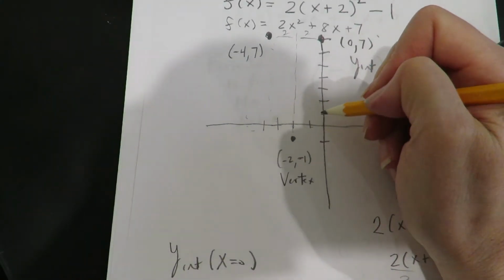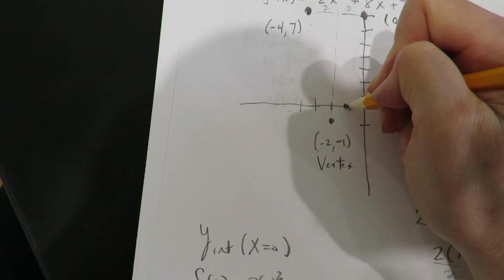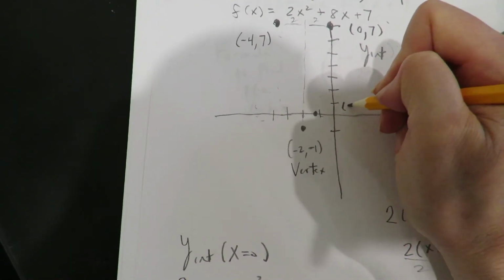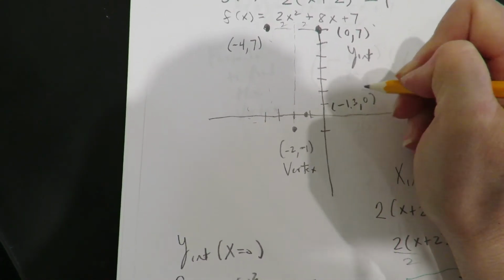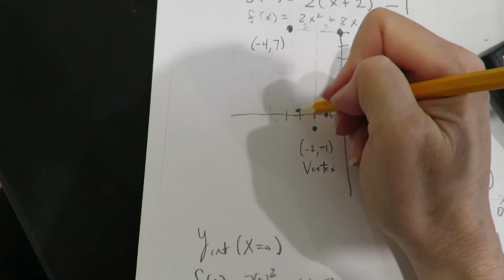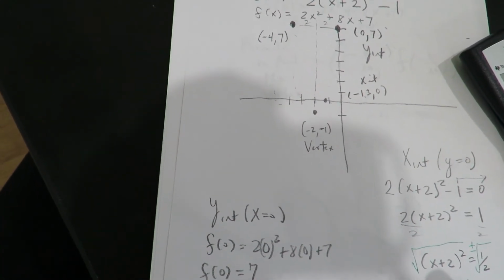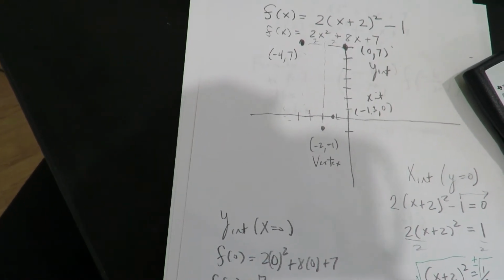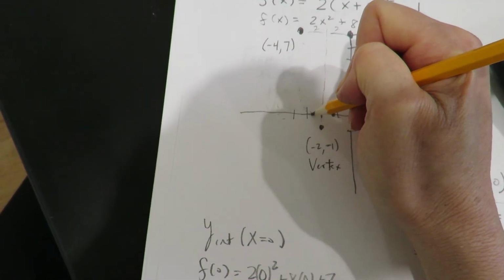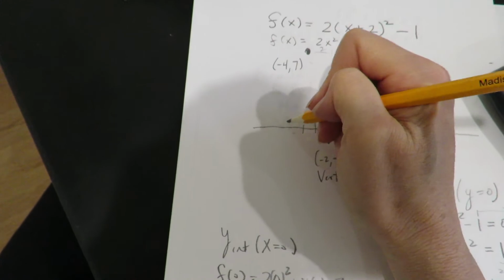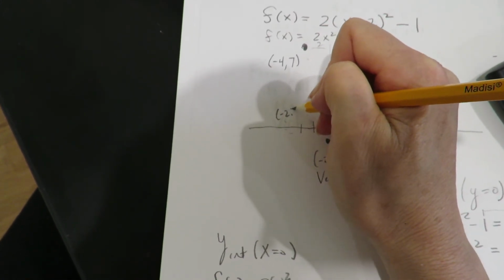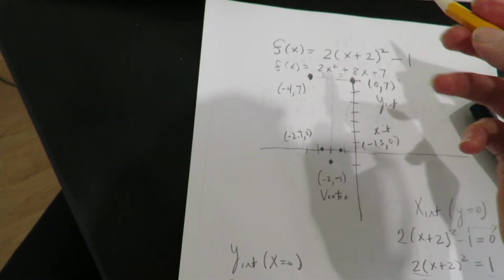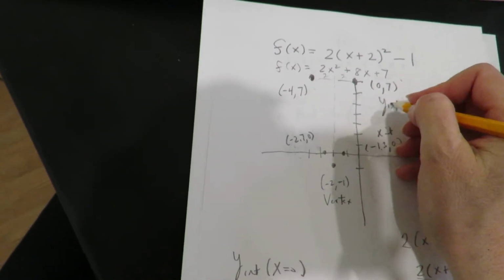So let's graph that. -1.3, this is a little over that guy. So that's -1.3 comma 0. That's my x-intercept. It's a really nice problem. -2.7 will be closer to this guy. -2.7 comma 0. Okay.